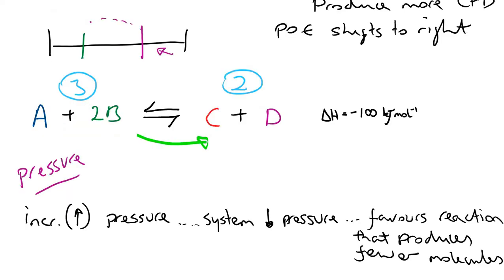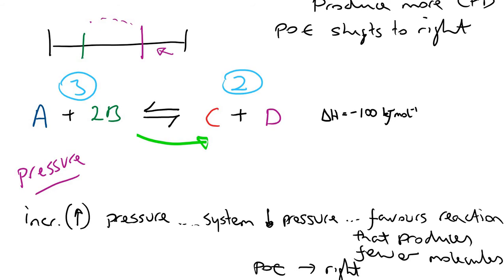So when gases are involved, if I increase the pressure, the system looks to decrease the pressure, and therefore favours the reaction that produces fewer molecules. So in this case, the position of equilibrium will shift to the right. Now let's go back to the common sense methodology to think about it. If you want to just stick with Le Chatelier's principle, that's fine, that will work.